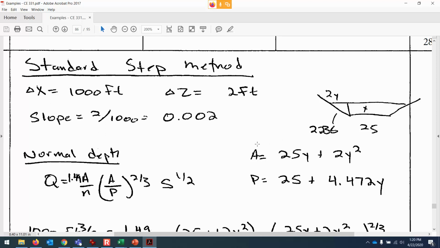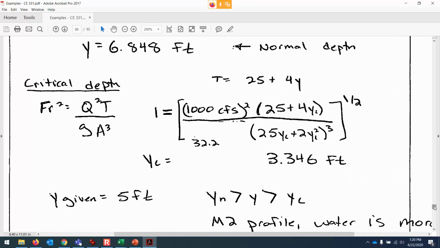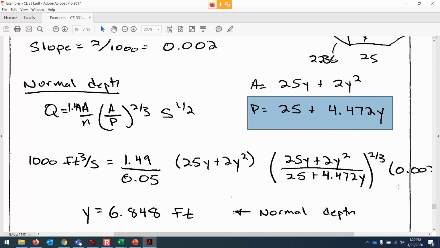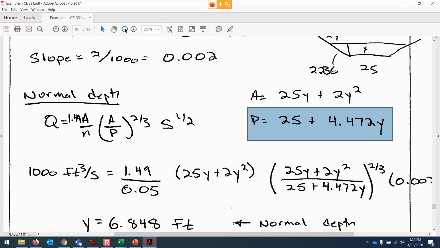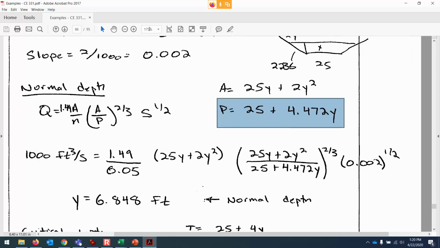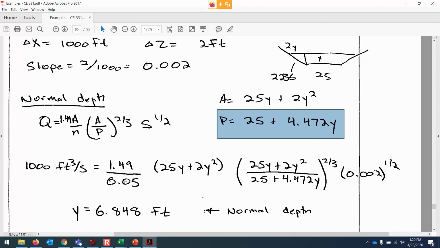Well, for the area we have to use 25 times the depth plus 2y squared. That's just the formula for the area of a trapezoidal channel, and we have the wetted perimeter formula for a trapezoidal channel. So I know that you could solve for the normal depth because I've had you solve it in exams before. If you go through that process, you'd get that the normal depth of flow is 6.85 feet.